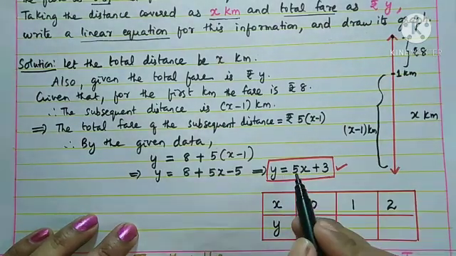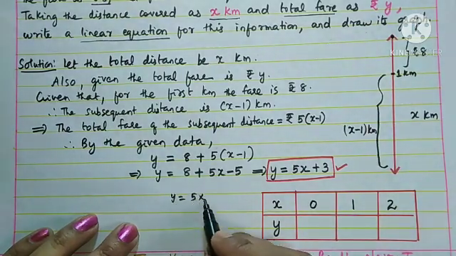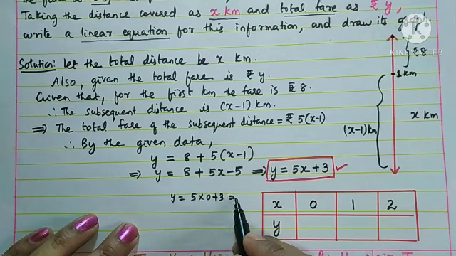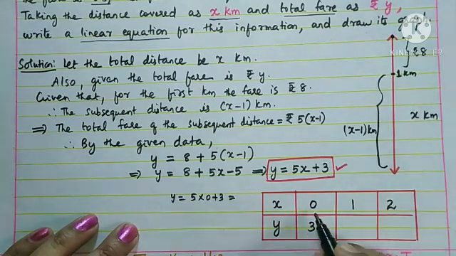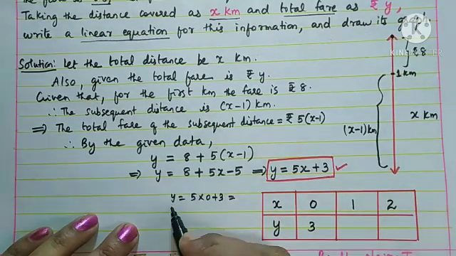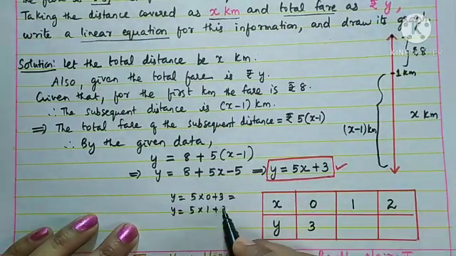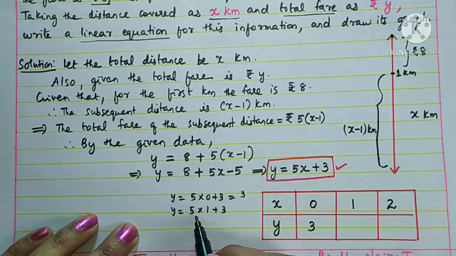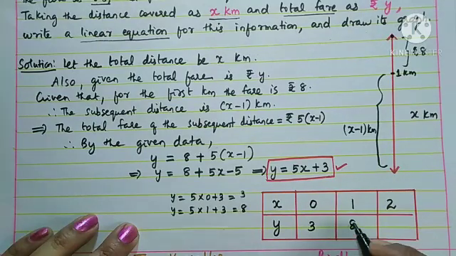Yes, y equal to 5x plus 3, no? So y equal to 5 into 0 plus 3, and 5 into 0, you know, 0. So 0 plus 3 is 3. So when x is 0, y is 3. Now take x equal to 1, what happens? Y equal to, put in this equation, 5 into 1 plus 3. Yes, so first you want to multiply, then add. So 5 into 1 is 5, plus 3 is 8. So first value 3, second value is 8.